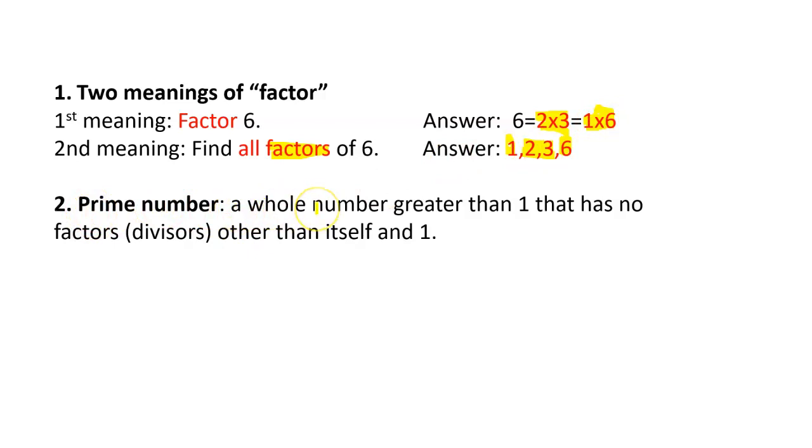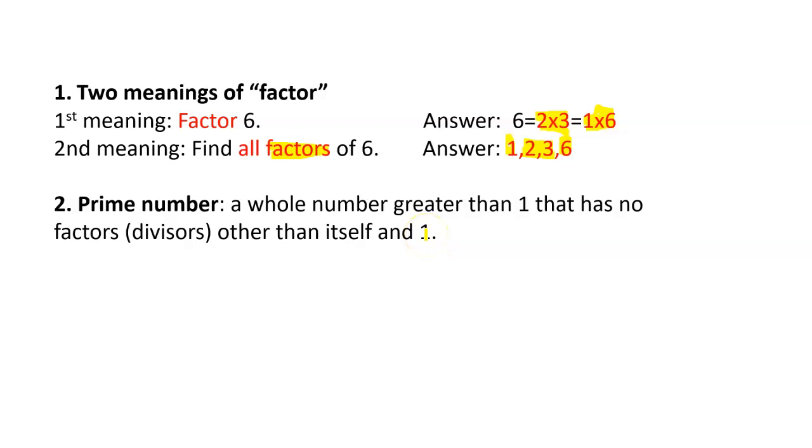It is a whole number. Whole numbers are like 0, 1, 2, 3, 4, and so on, and greater than 1, which means we are going to exclude 0 and 1. So whenever we talk about prime numbers, we automatically disregard 0 and 1. There is also another condition: it has no factors other than itself and 1.